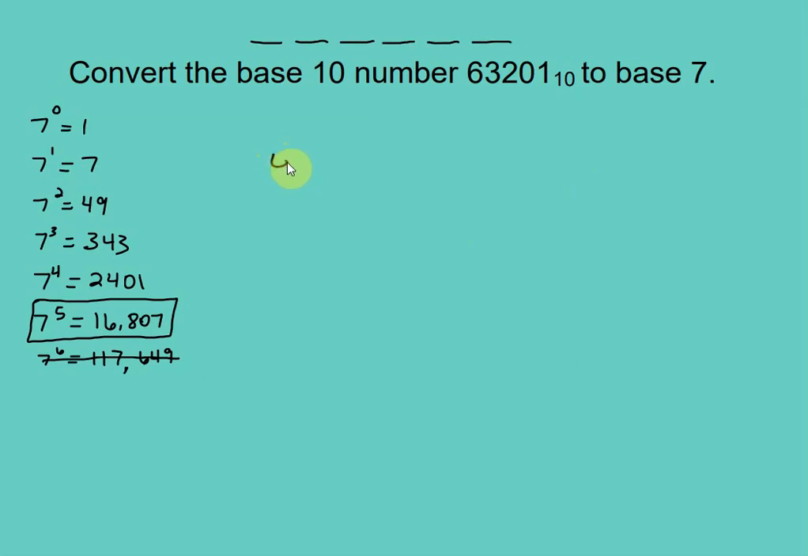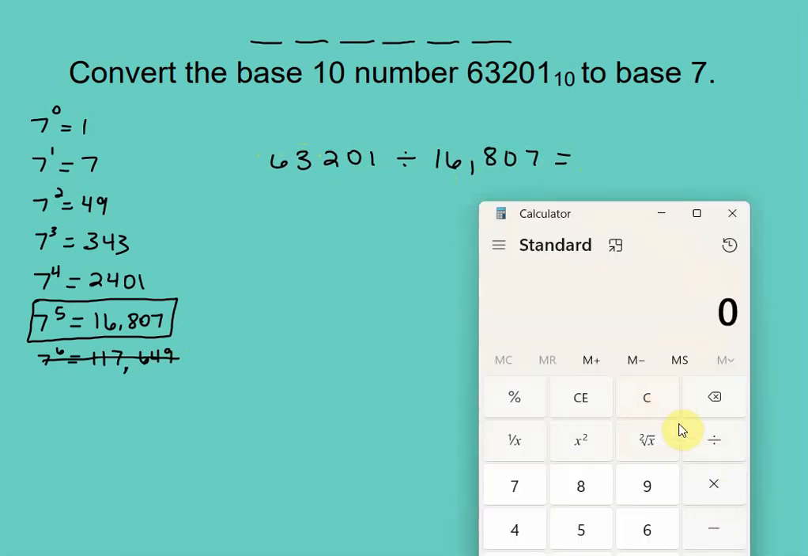And we start out by taking our number that we're converting, 63,201, and we're going to divide it by the biggest power of 7 that we can divide by, which is 7 to the 5th power, which is 16,807. Okay, so let me get my calculator out. I'm going to clear it, and I have the 63,201 divide by 16,807.